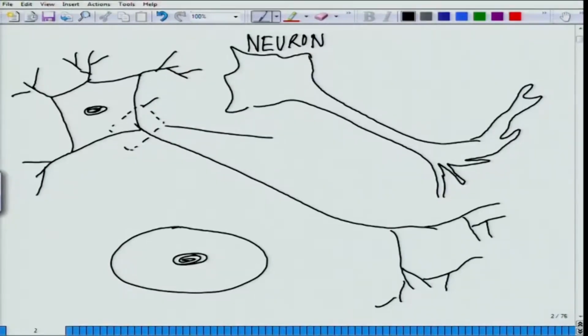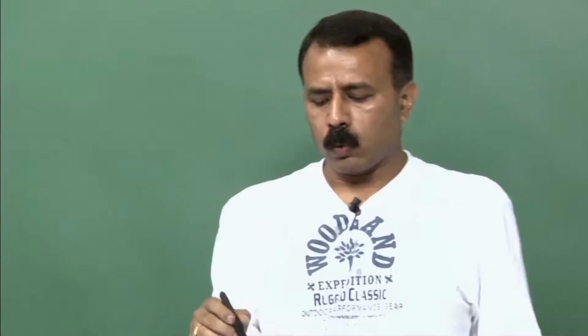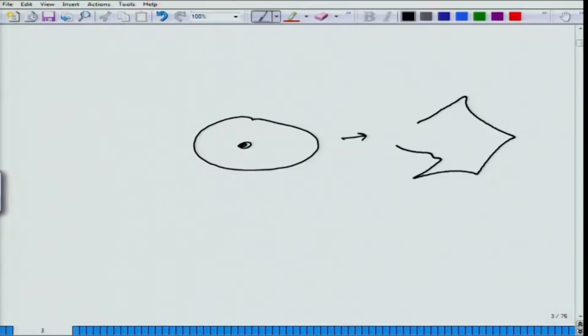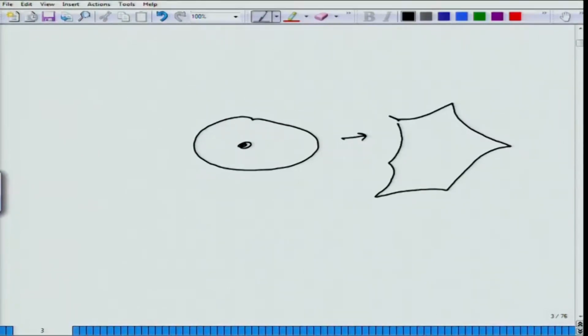So, in this situation, it is a very, very polarized structure in the sense that one specific. So, if you have to see how the neuron develops, it develops like this. So, initially it is a cell like this, okay, and then it starts protruding out in multiple directions, and from those multiple directions the processes start coming out.